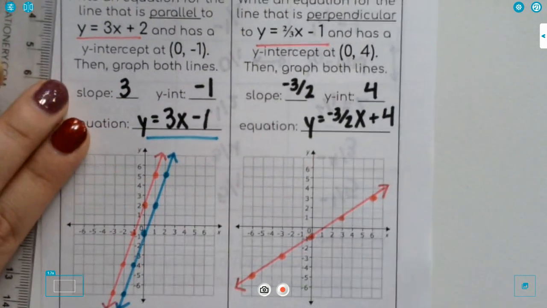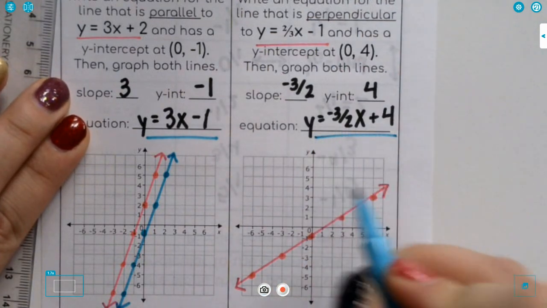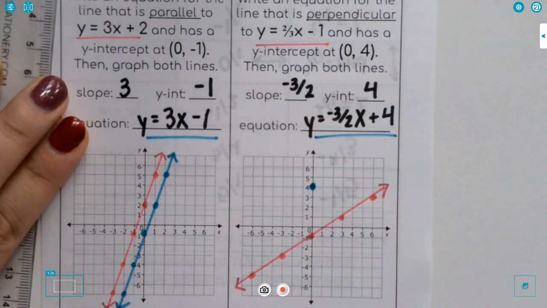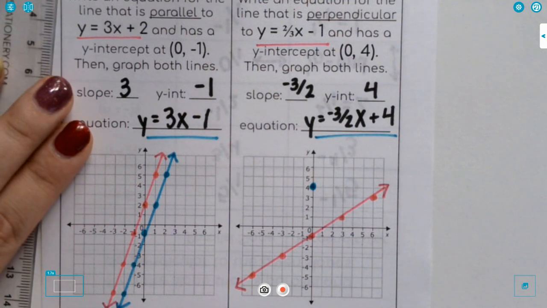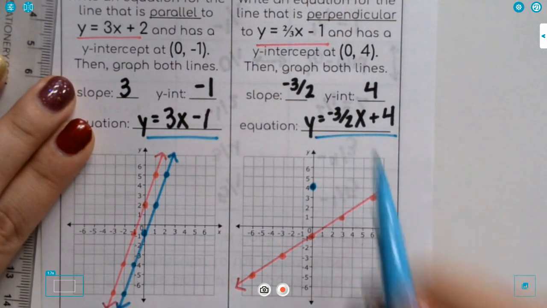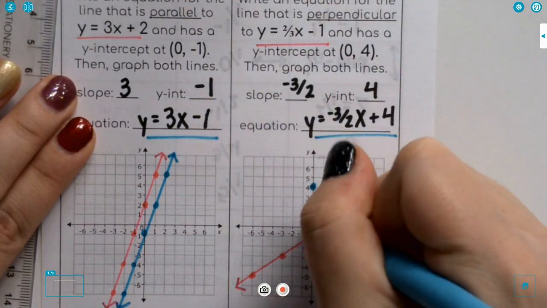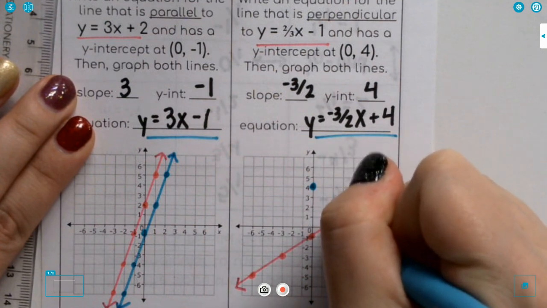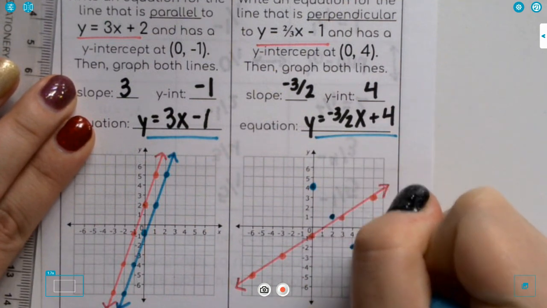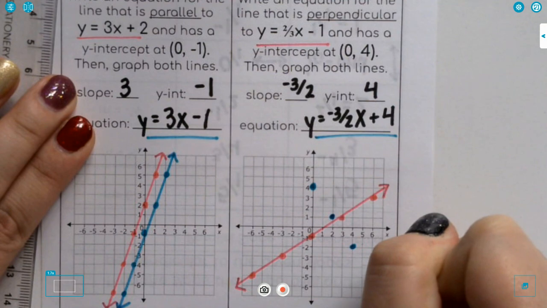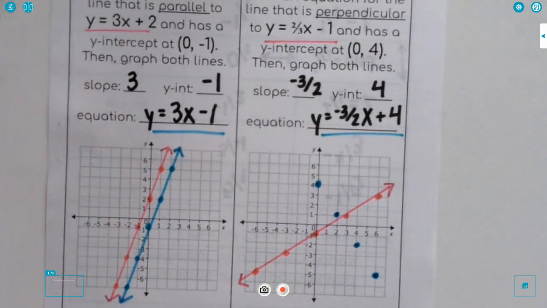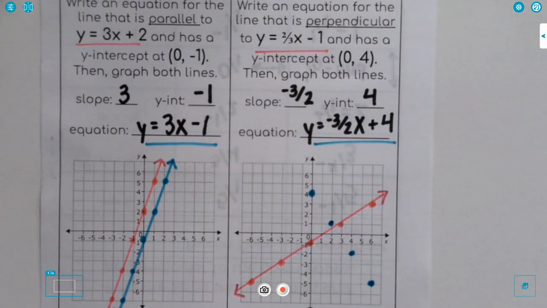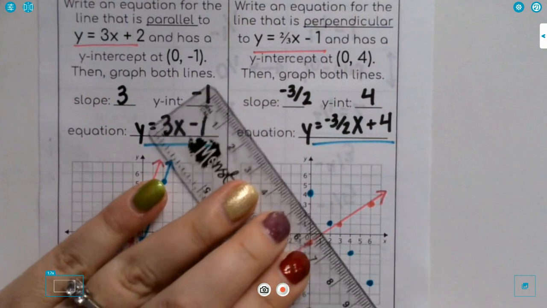Then to graph the other one, I'll graph the second one in blue. So we'll start at +4. And my slope is -3/2. So I'm going to be going down 3, right 2. Down 3, right 2. I just do it on the same coordinate plane and connect them. And if everything is set up correctly, they should cross at a 90-degree angle.